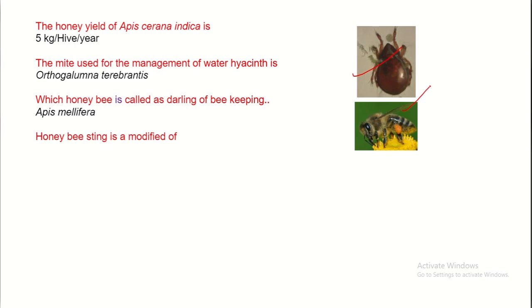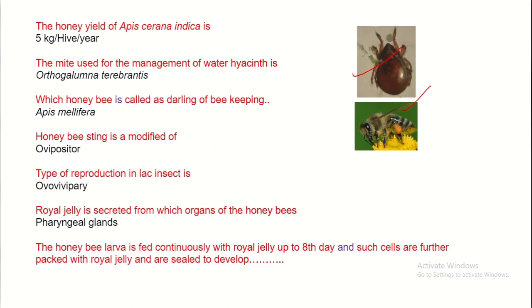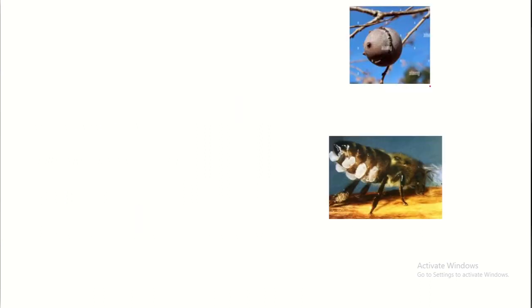Honeybee sting is a modified form of ovipositor. Type of reproduction in lac insect is ovoviviparity. Royal jelly is secreted from which organ of the honeybees? That is pharyngeal glands. The honeybee larvae is fed continuously with royal jelly up to the 8th day, and such cells are further packed with royal jelly and are sealed to develop queen honeybees.